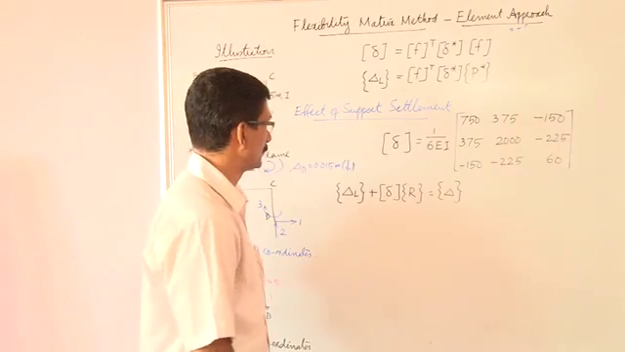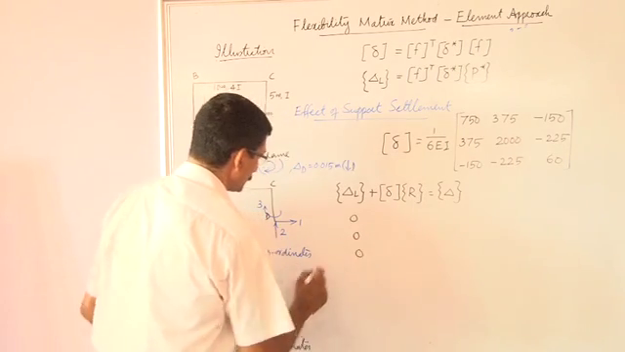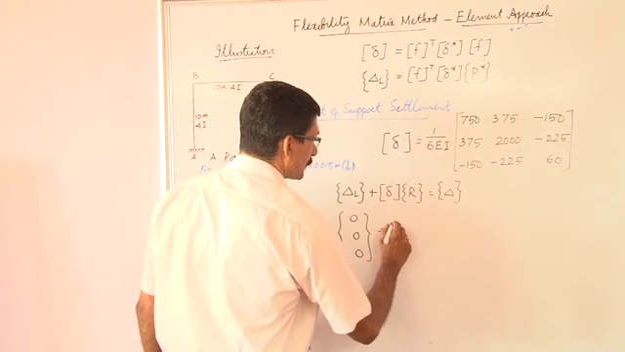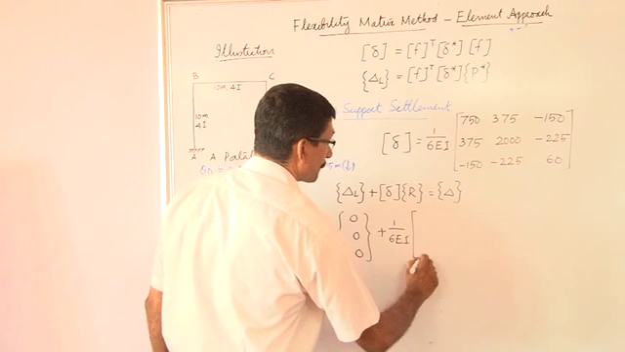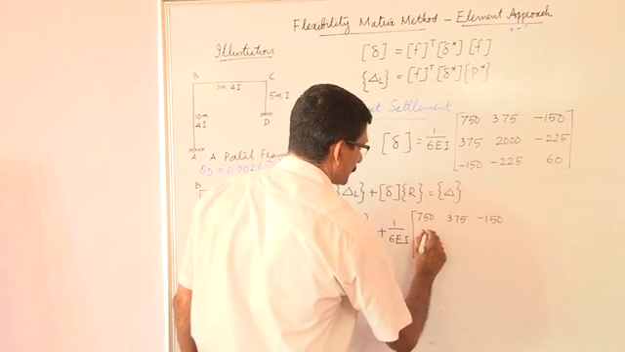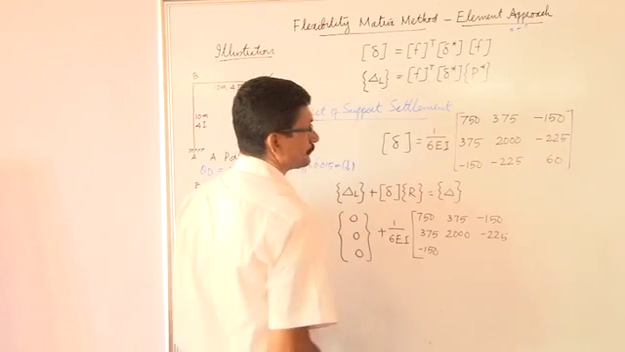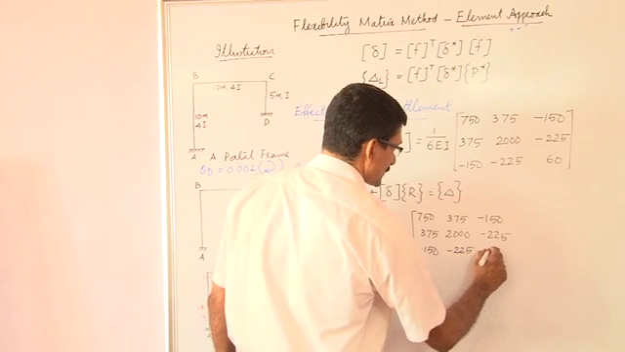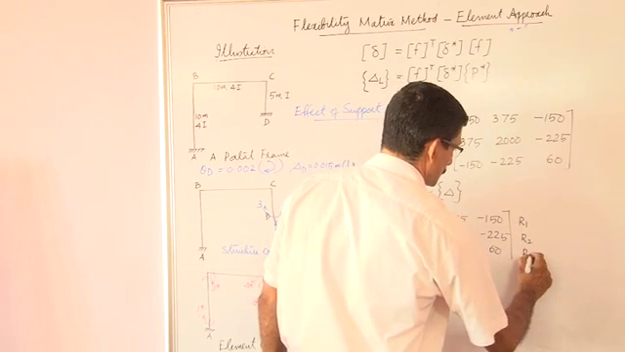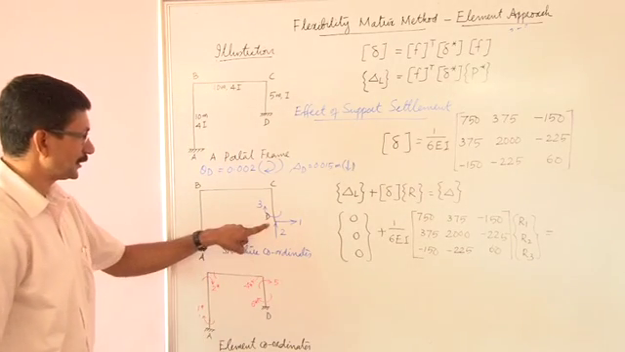Now if you write the equation in full, because there are no external forces in this structure, we have delta L containing zeros, three zeros corresponding to 1, 2 and 3 coordinates. Delta, 1 by 6EI, [750, 375, minus 150; 375, 2000, minus 225; minus 150, minus 225, 60], into R1, R2, R3 is equal to delta, the displacements corresponding to these coordinates.